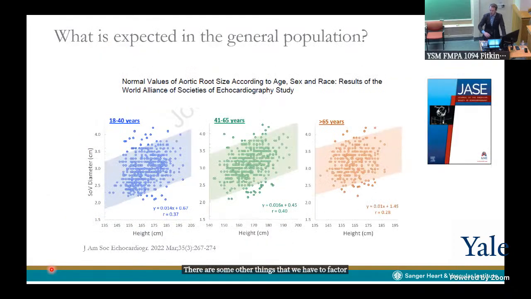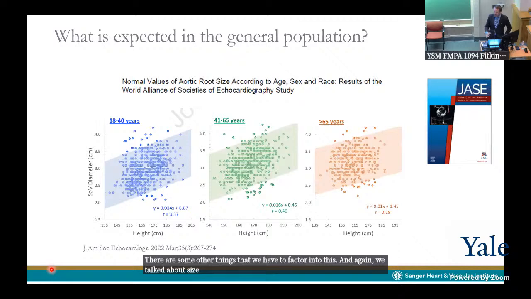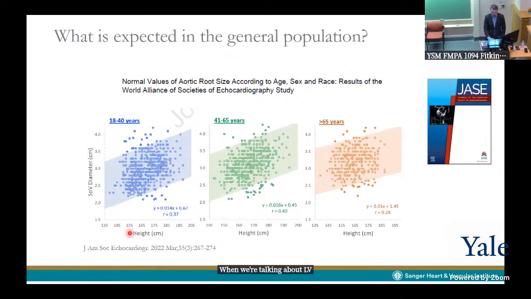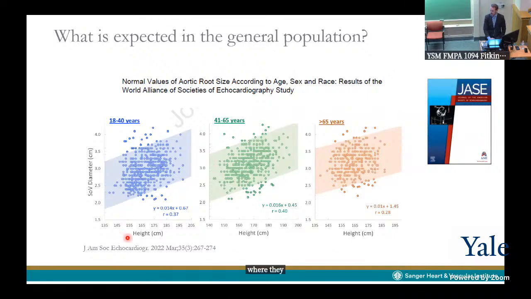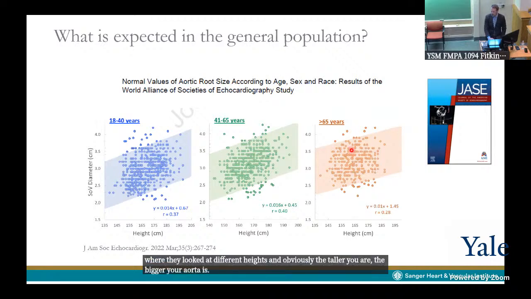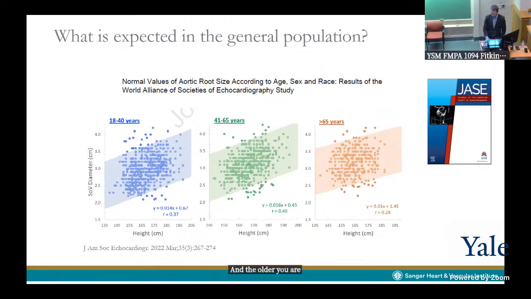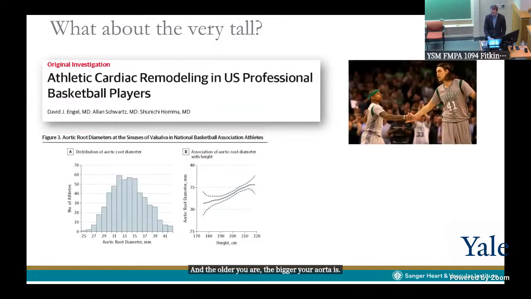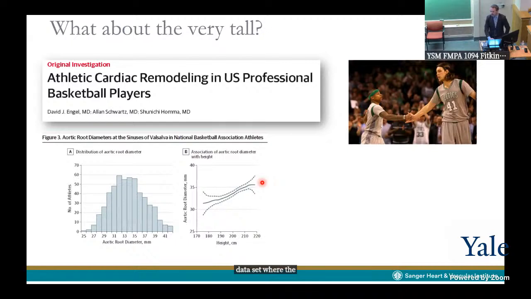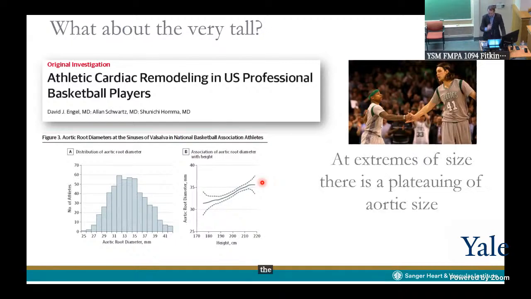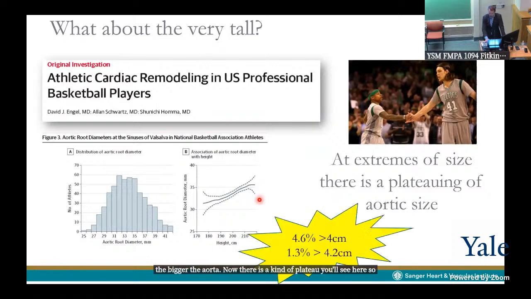And again, we talked about size when we're talking about LV size, the actual size of the individual. This is from the WAIS trial, or the WAIS study, where they looked at different heights. And obviously, the taller you are, the bigger your aorta is. And the older you are, the bigger your aorta is. And again, this was borne out in the same NBA data set where the bigger the athlete is, the bigger the aorta. Now, there is a kind of plateau you'll see here, so at the extremes of size.